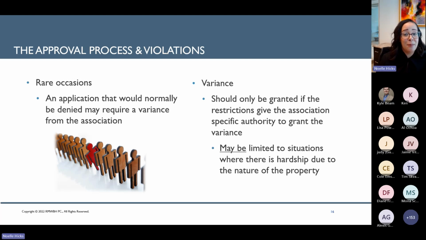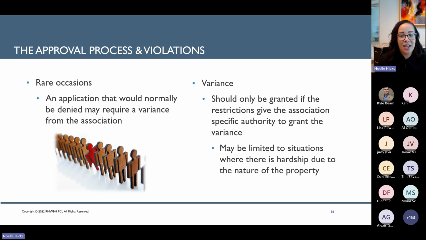The governing documents sometimes will limit a POA's ability to grant a variance to situations where there's a hardship due to the particular nature of the property in question. So, for example, generally on a plat, you have rectangular shaped lots. But there was one association that I was dealing with where there was one lot that was actually shaped like a triangle. And it made it very difficult for this homeowner to abide by the minimum setback restrictions. And so because of the nature of the property, the association was willing to grant a variance as far as the setbacks were concerned to allow this homeowner to build a fence, right?